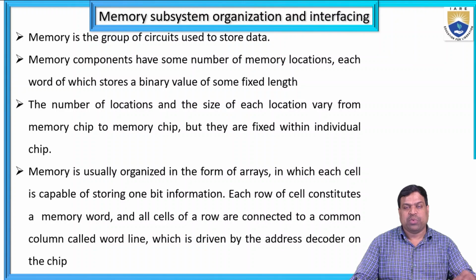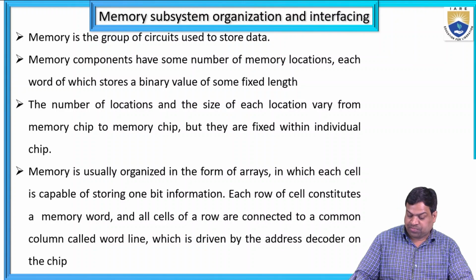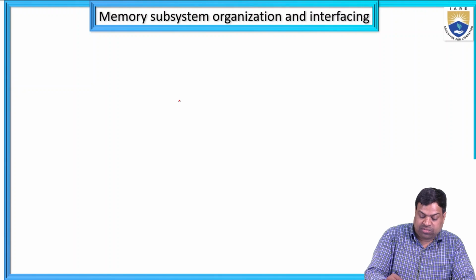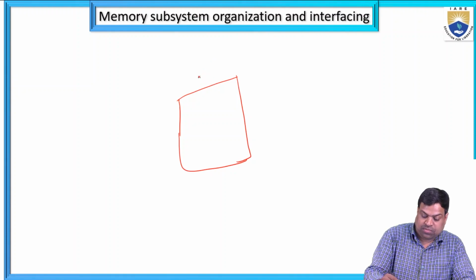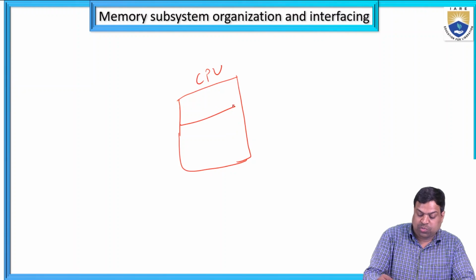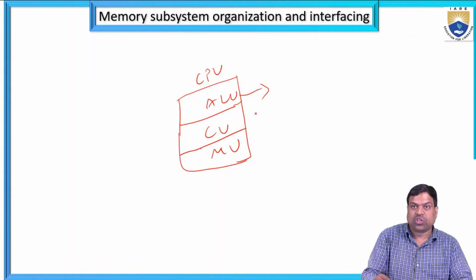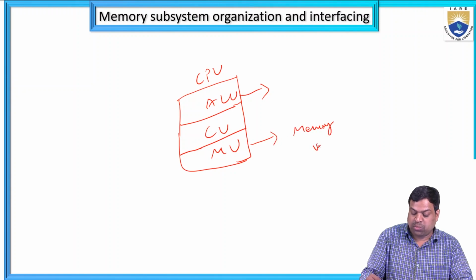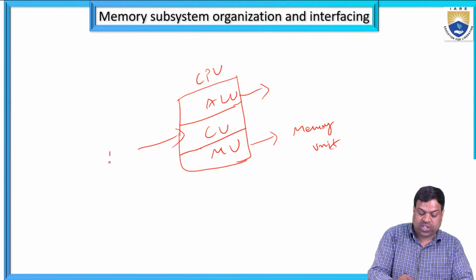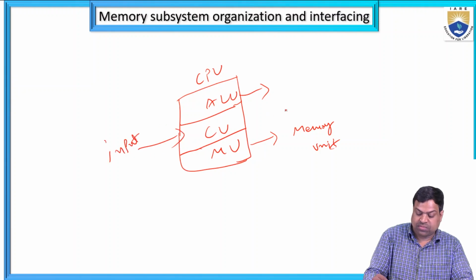So, what is a memory chip? Memory plays a very important role in the computer. Suppose I am taking the CPU. In the CPU, we have the ALU, control unit, and memory unit. Previously we discussed the arithmetic logic unit, and now I have to discuss the memory unit. The memory unit plays an important role in the CPU. It is connected to the input and connected to the output.